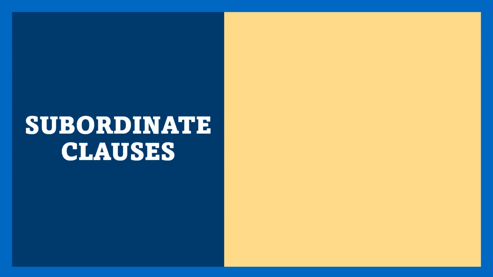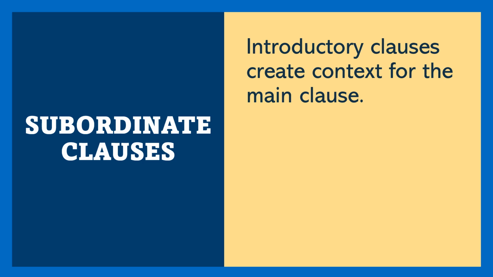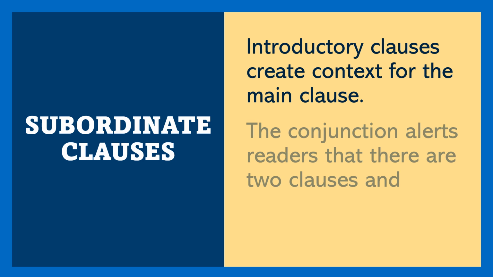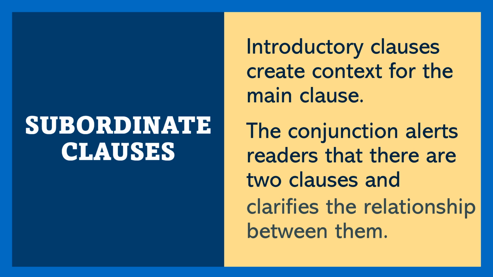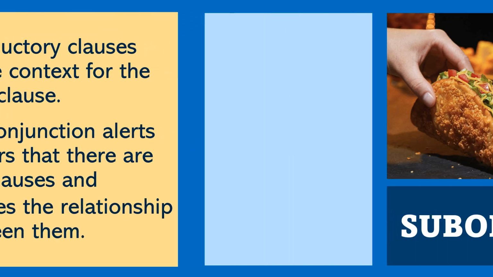Finally, we have subordinate clauses. Introductory clauses at the beginning of the sentence create context for the main clause and are going to be subordinate. The conjunction, which will be a subordinating conjunction, alerts the reader that there are two clauses and clarifies the relationship between them, specifying that that first clause is a subordinate element.